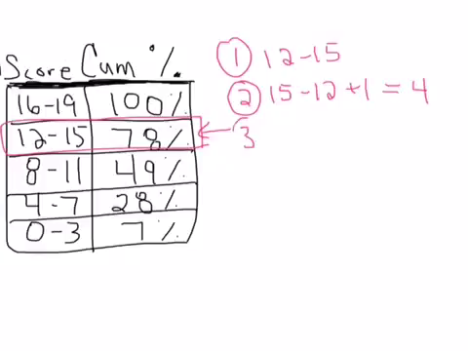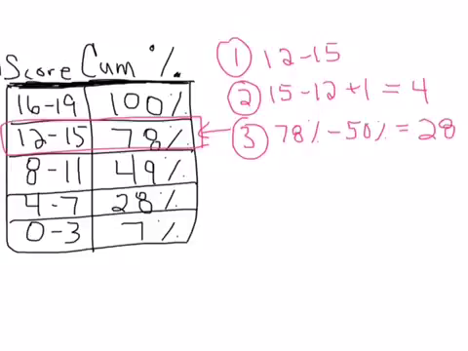Our third step is we're going to find the distance between the upper of that cumulative percent and the percentage point that we want to find. So the upper of that cumulative percent is 78%, and we're going to subtract our 50% from that because that's what we're looking for, the 50th percentile. We get that difference and we get 28.